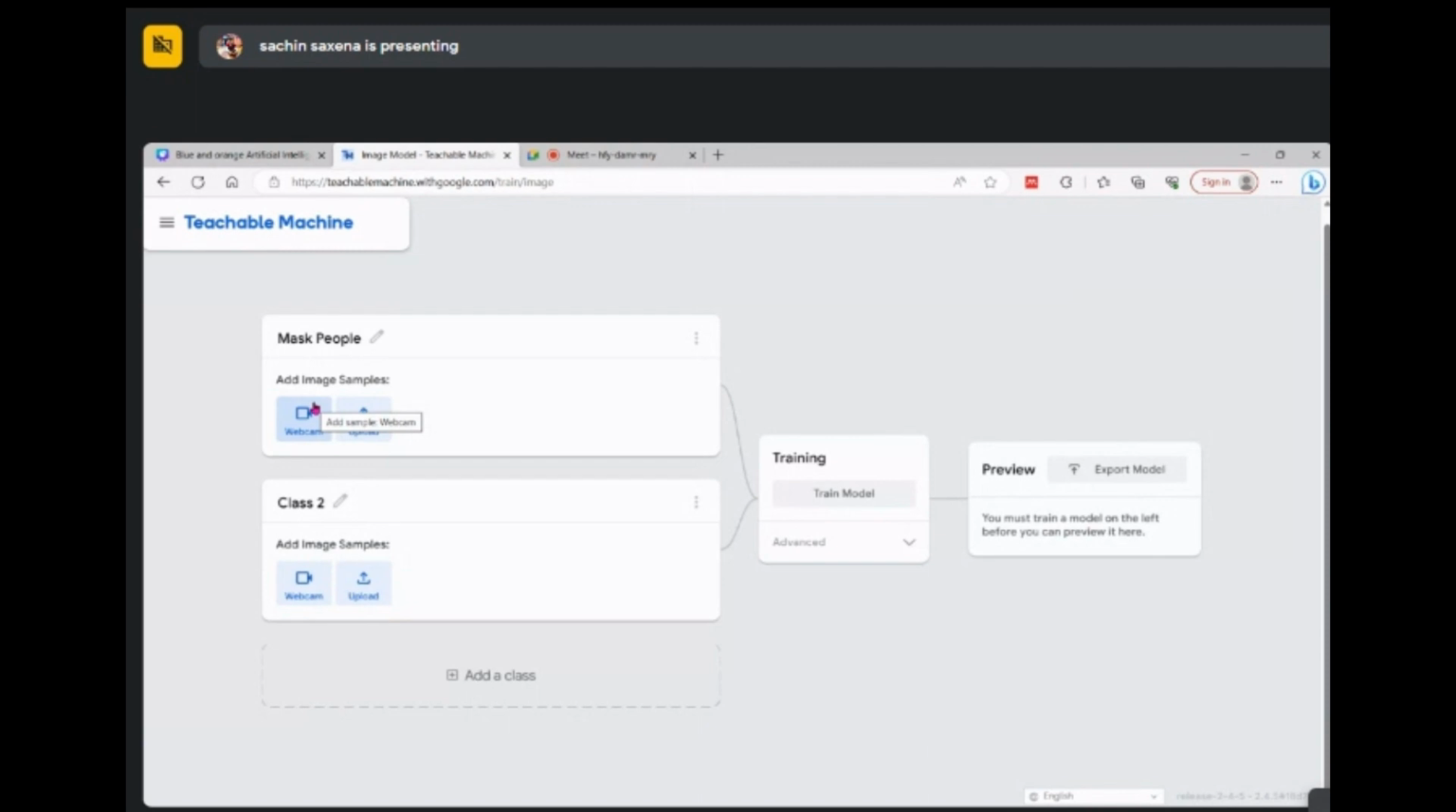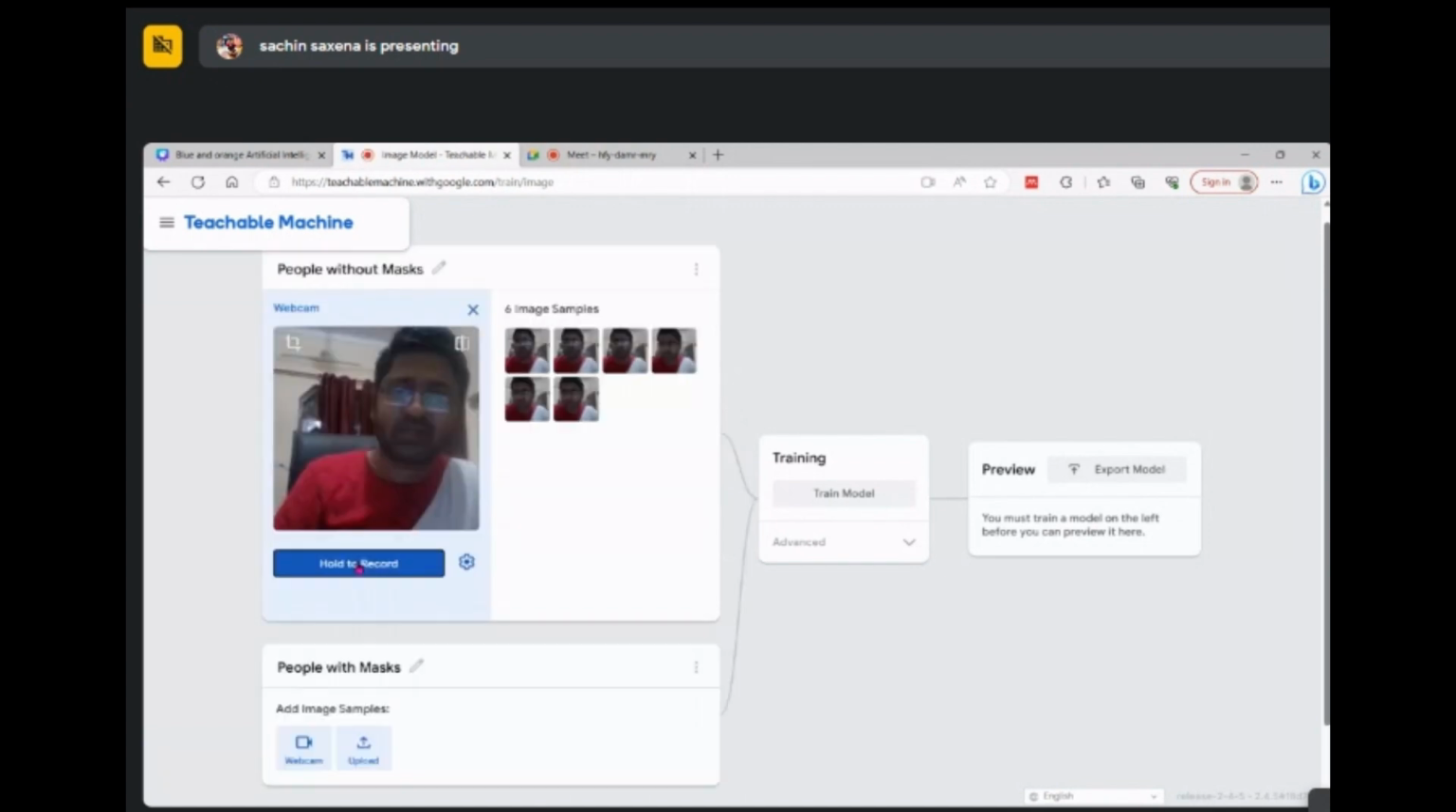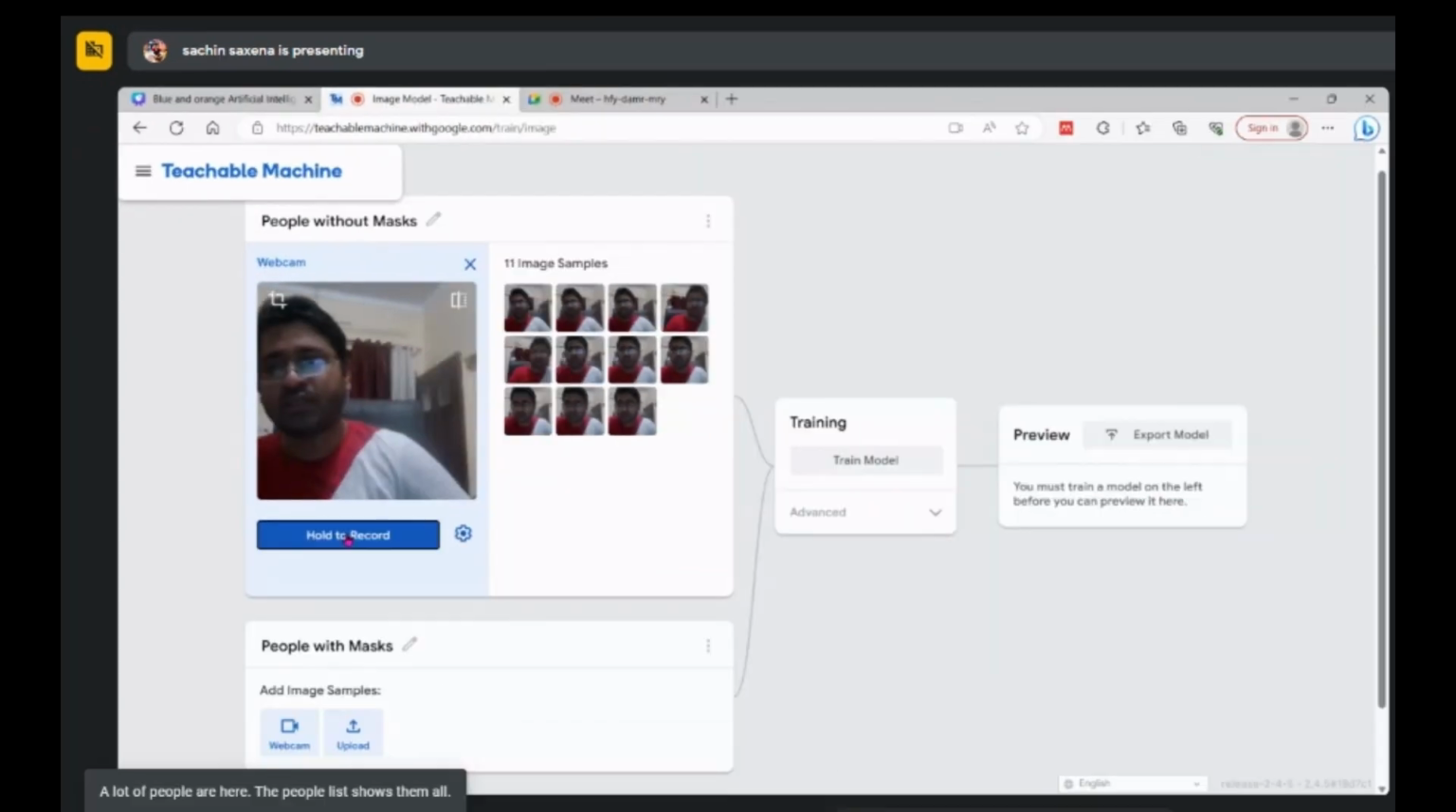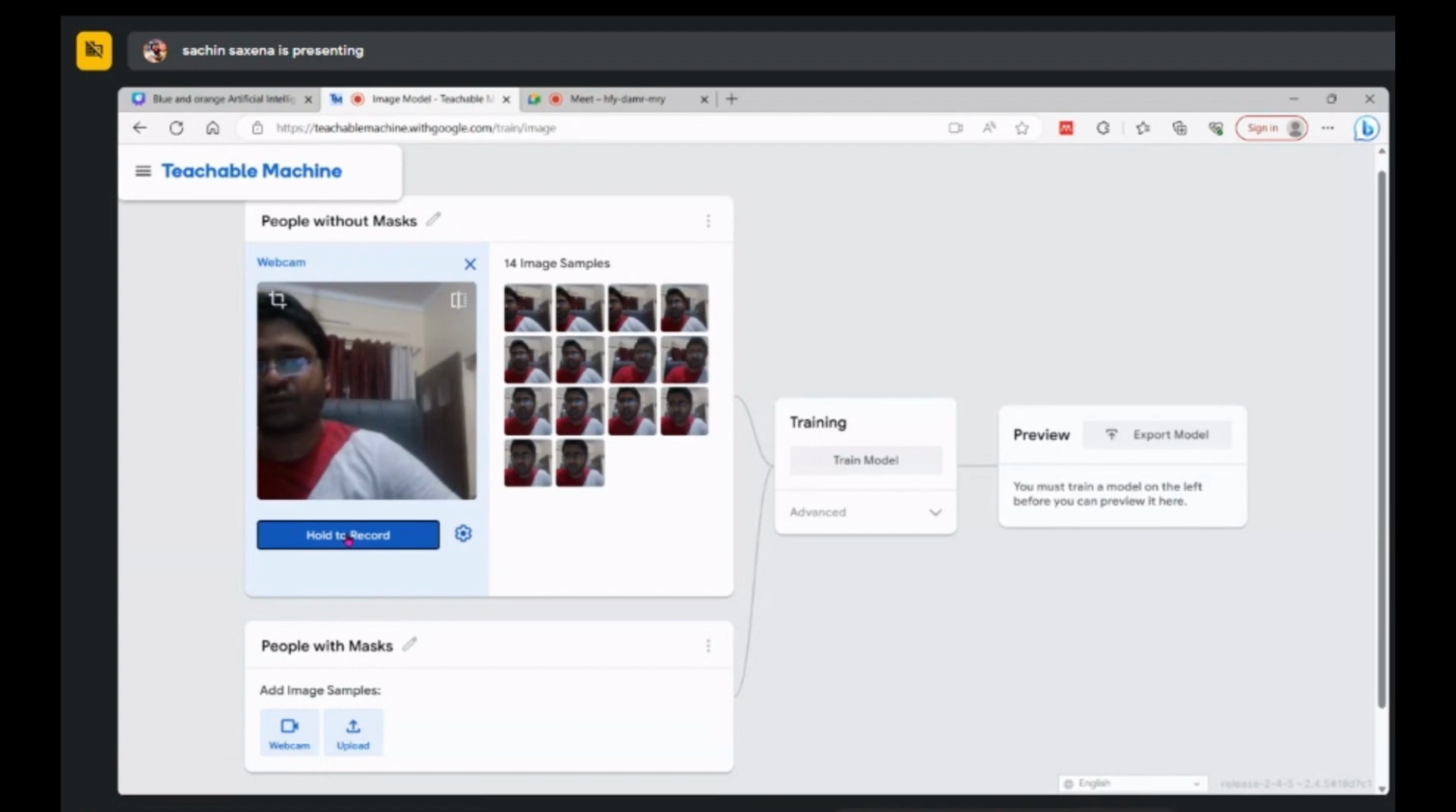So this project is based upon image samples. They are going to use their camera, and based upon their camera, they are going to hold to record. So I'm going to cross this one and make it people without mask, right? And the other class, people with mask. I'm going to open my camera again and hold to record my session with some augmentation. Augmentation means changes in my images and changes in my position, so that the webcam gets confused.